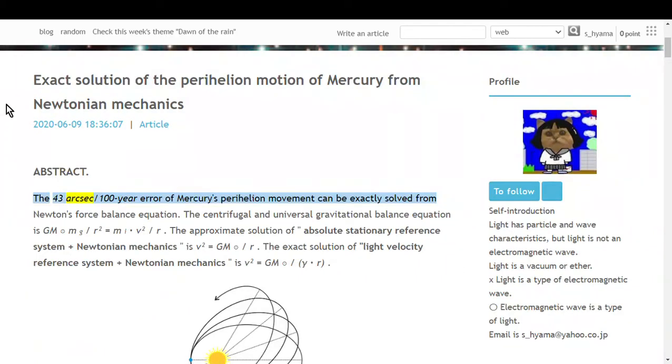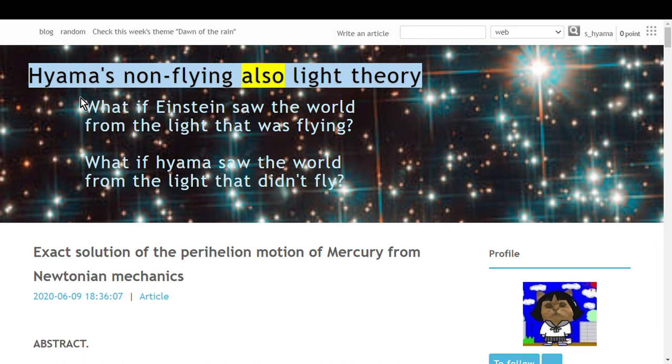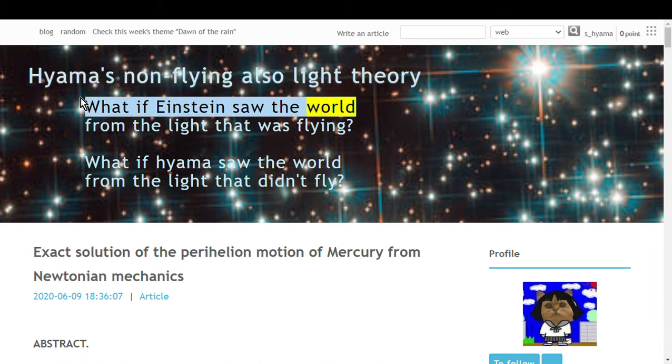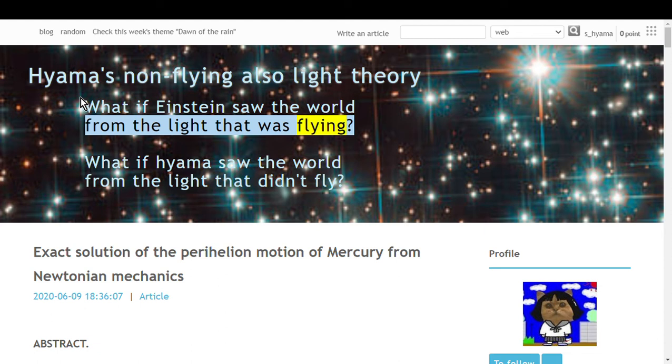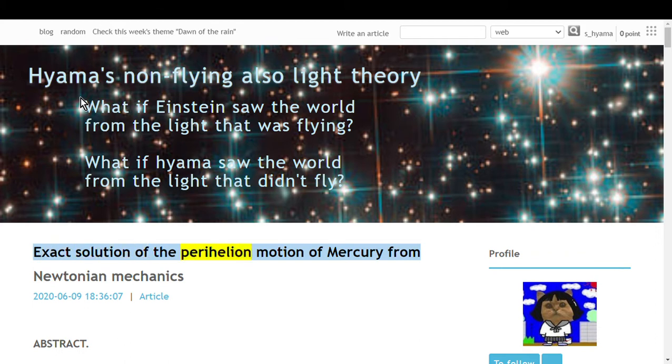The 43 arcsec 100. Hayama's non-flying light theory. What if Einstein saw the world from the light that was flying? What if Hayama saw the world from the light that didn't fly? Exact solution of the perihelion motion of Mercury from Newtonian mechanics. The 9th of June 2020, 18:36 and 7 seconds article.